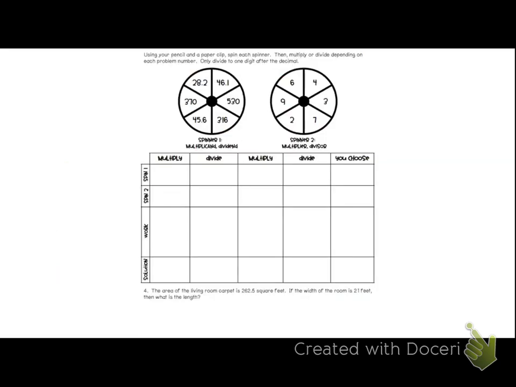All right. We're not going to do the spinners. We're going to go and look at this word problem. So the area of the living room carpet is 265.5 square feet. If the width of the room is 21 feet, then what is the length? Well, we're talking about area here. And I'll give you the formula. Area equals length times width.